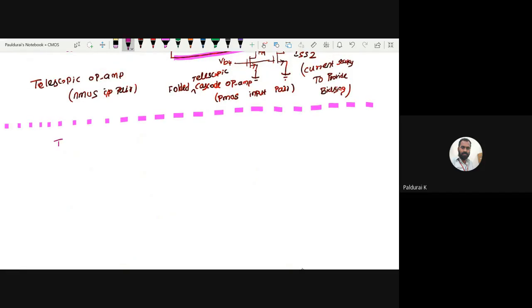Telescopic op amp. Telescopic cascode op amp, right? Telescopic, what name have I given? Yes, telescopic op amp is enough, because a telescopic cascode means a telescopic op amp, this time with NMOS input pair, and its folded version.